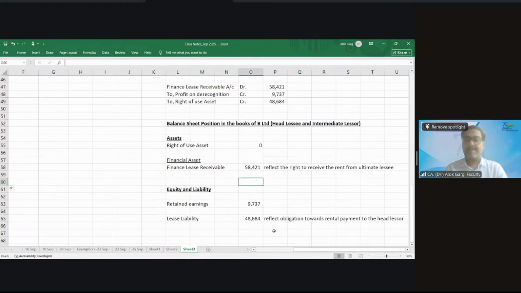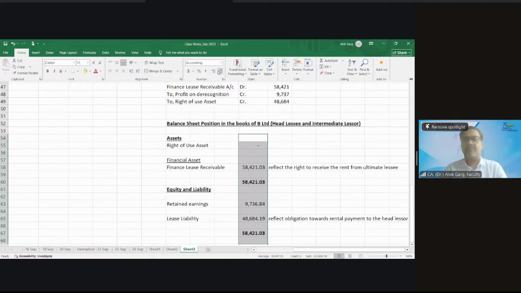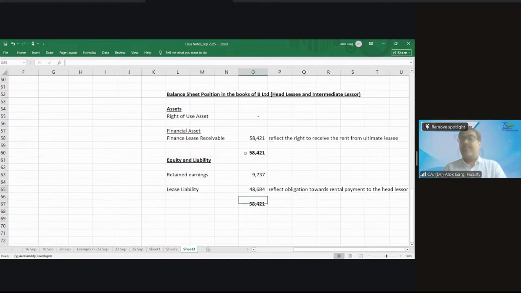Which means we derecognize only the right of use asset, but of course the lease liability is still there, a liability we have to pay for. Of course, yes. You only need to derecognize your asset. I never told you to derecognize the liability. Right? Is this clear or not clear? My dear friends, please tell me.